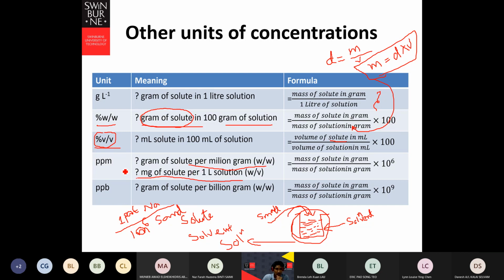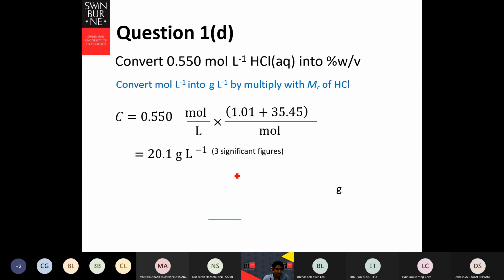The same goes for the billion, but we will not be using it for our case. This one is very small, so it will be 1 billion, 10 power 9. Most of the time ppm and ppb are used for environmental or very trace amounts, when we study the air or air pollution, this type of thing mostly, or physical health issues.